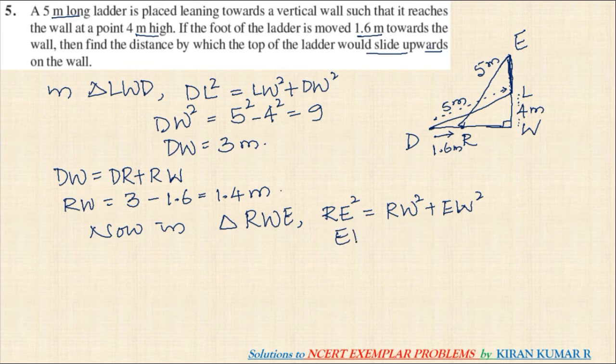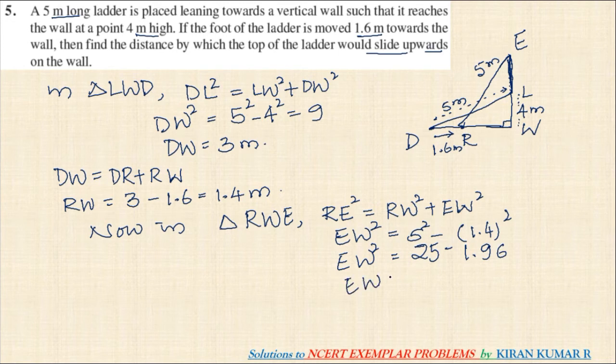So EW square will become equal to RE square, which is 5 square, minus RW square, which is 1.4 square. So EW square will be equal to 25 minus 1.96. So EW will become the square root of 23.04. 5 square will be 25, so it should be a number between 4 and 5.